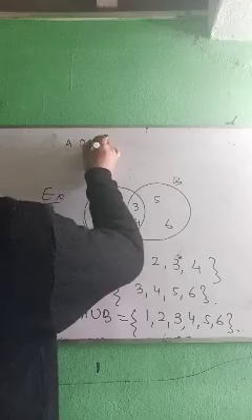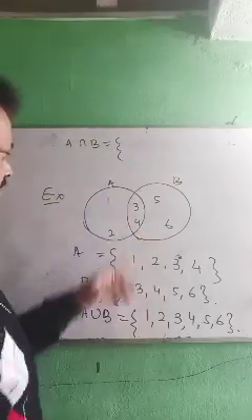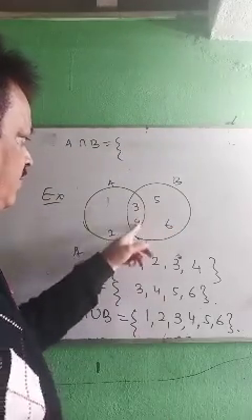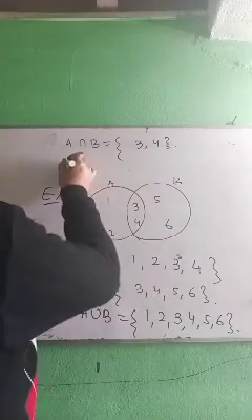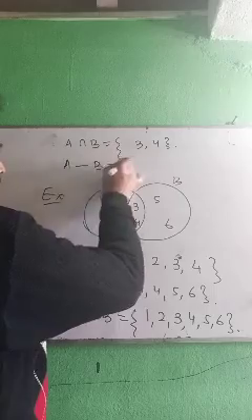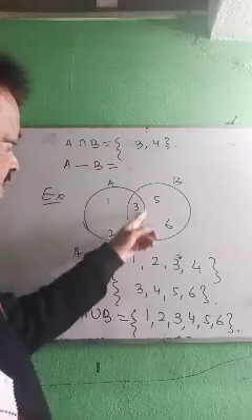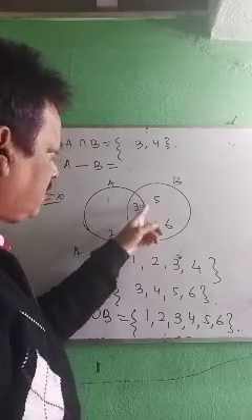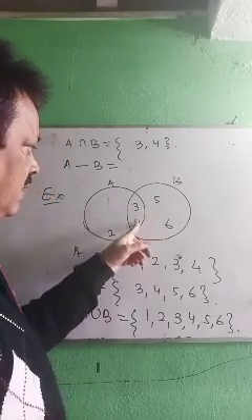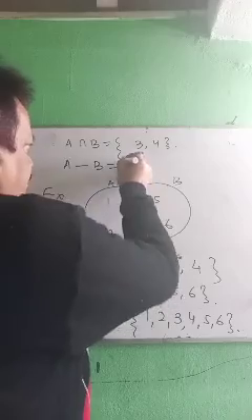A intersection B: common to both. Which one is common? 3, 4. Now if I write A difference B, look at all the elements of A which are not in B, because 3, 4 is coming in B also. So 3, 4 you will not take, you will take 1, 2.